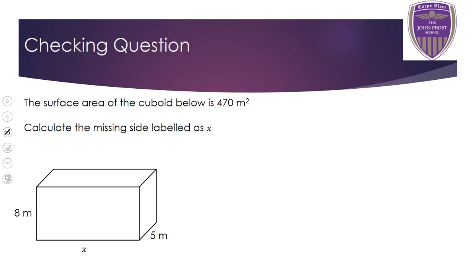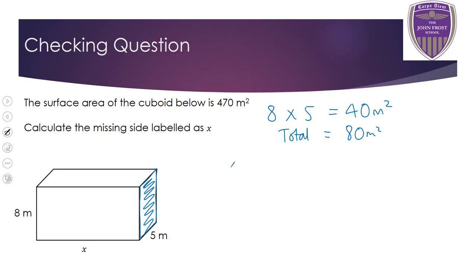First of all, you know that you're going to do 8 times x at some point, 8 times 5 at some point, and 5 times x at some point. So the first thing I'm going to do is the 8 times 5. That's basically this side, isn't it? This side is 8 times 5, which is 40 meters squared. That means that the other side is 40 as well. So the total for those two sides is 80 meters squared.